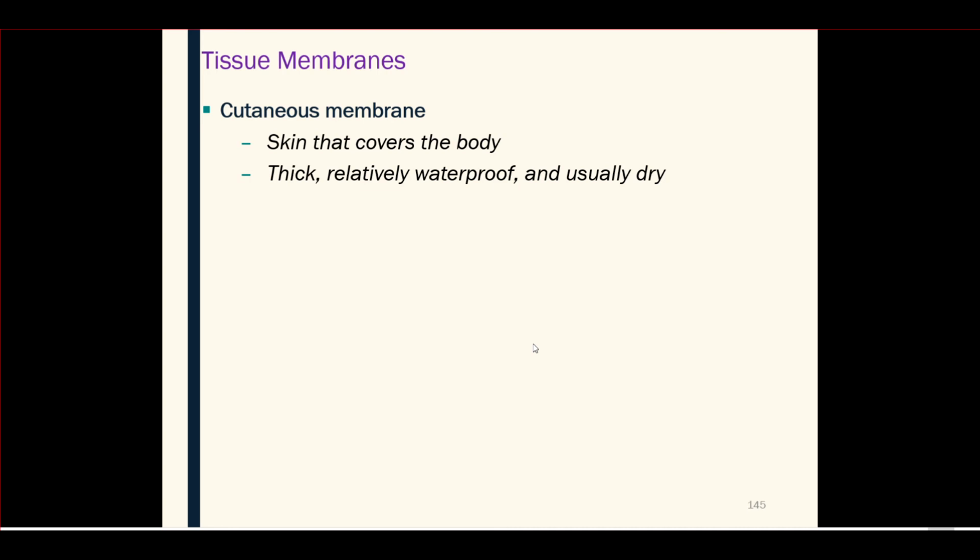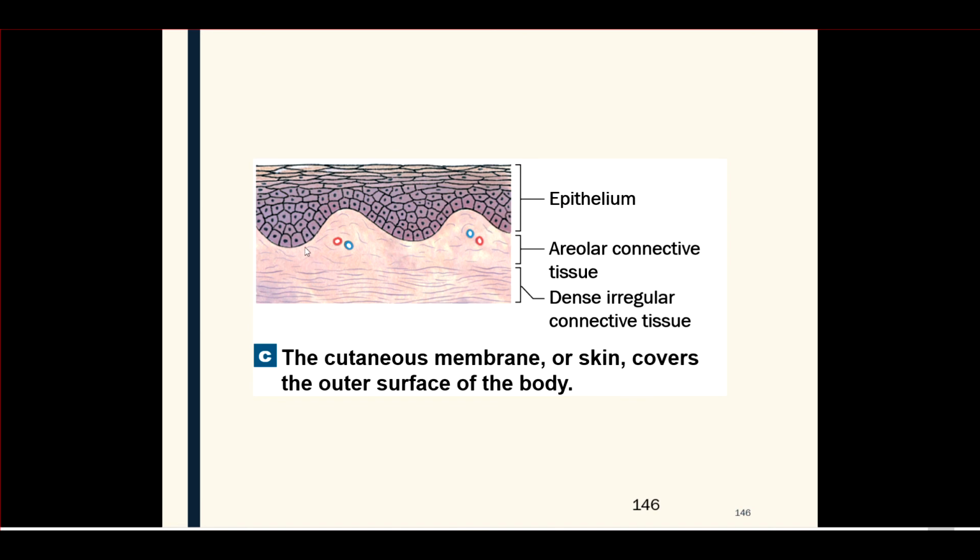It's more of a dry membrane. So just to give you an idea, this black line would represent the basement membrane, right? That whole black line. All of these cells here would be stratified squamous cells, right? Multiple layers of flat cells. All of these cells here are going to be the epithelium.